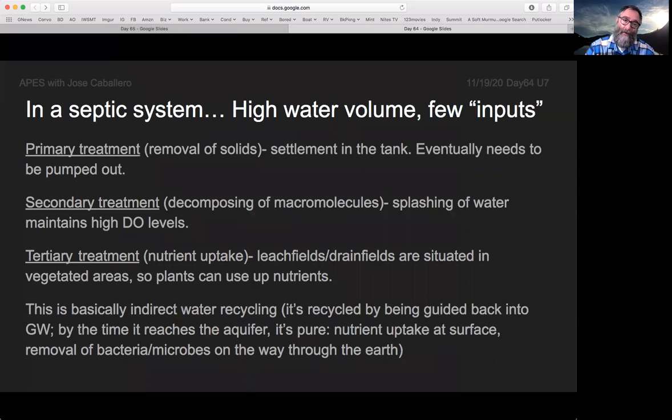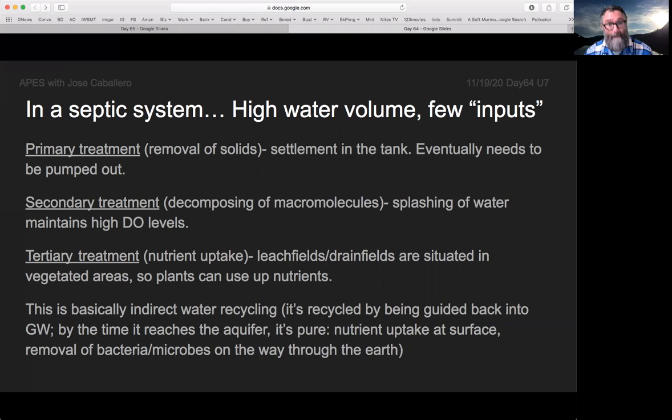And here's a breakdown of what I just said: primary, secondary, tertiary treatment. And if you want an interesting vocab word, this is basically indirect water recycling, because you're putting water back into groundwater. By the time that reaches your aquifer, nutrients were taken at the surface. The sand and rock in the ground will filter out bacteria and microbes. And so basically you're just putting water back down to the ground so we can drink that water later. And we do all the time.